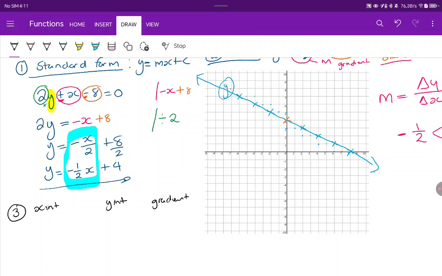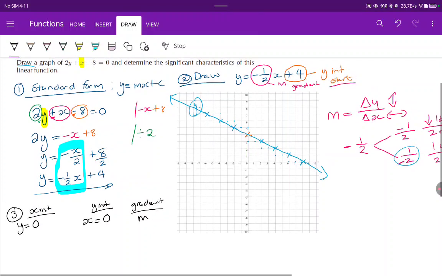So let's have a look. If we're talking x-intercept, y is always equal to 0. Y-intercept, x is always equal to 0. Gradient is your m value in your equation. Not all of these can be taken from your sketch. So let's have a look.